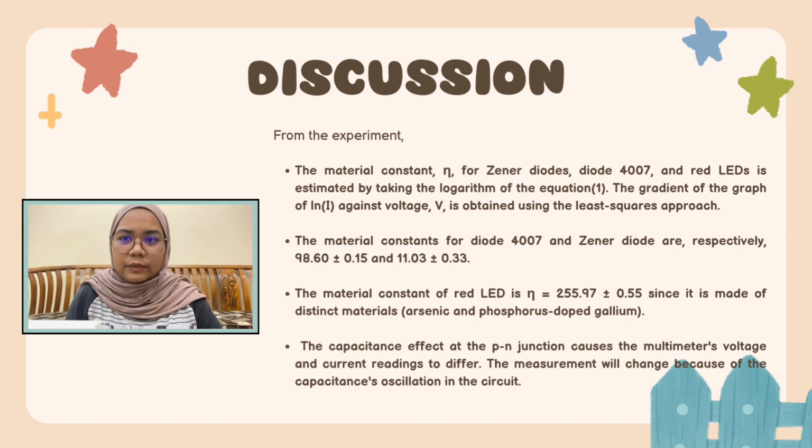The capacitance effect of the p-n junction causes the multimeter voltage and current readings to differ. The measurement will change because of the capacitance oscillation in the circuit.